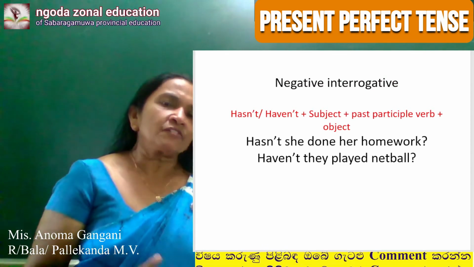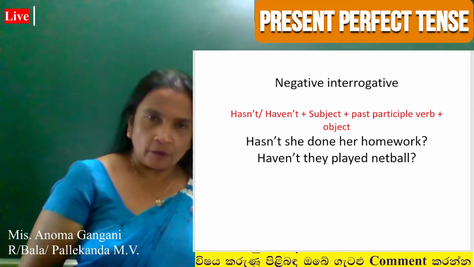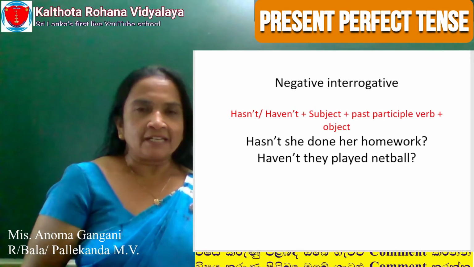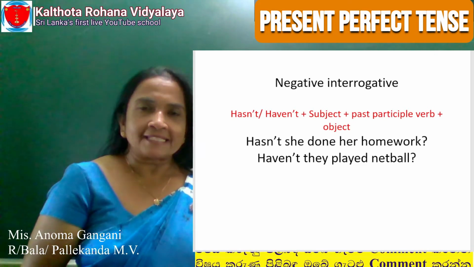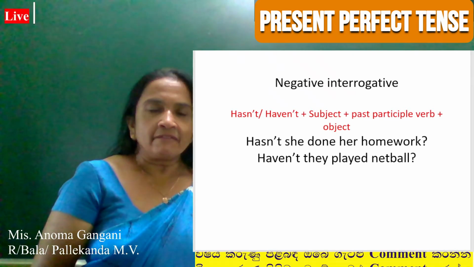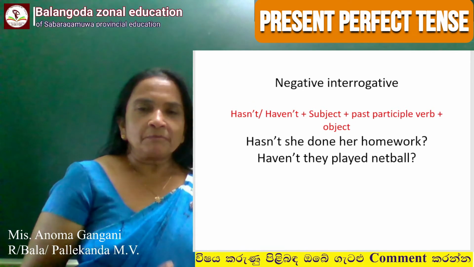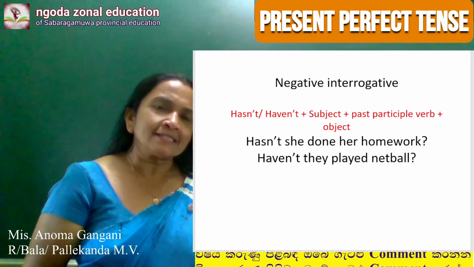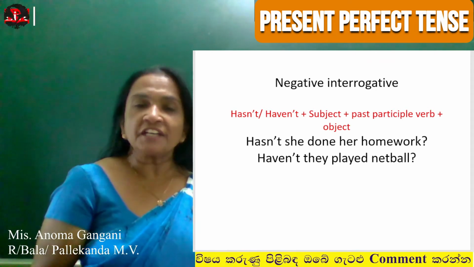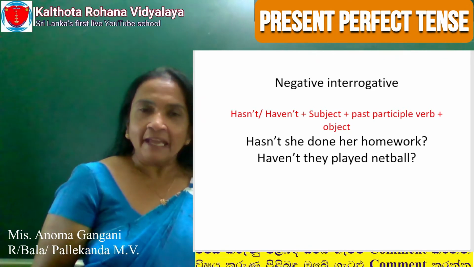Negative interrogative. The structure is hasn't or has not, haven't or have not. We use that also according to the subject. Hasn't or haven't plus subject plus past participle verb plus object. Hasn't she done her homework? Haven't they played netball?